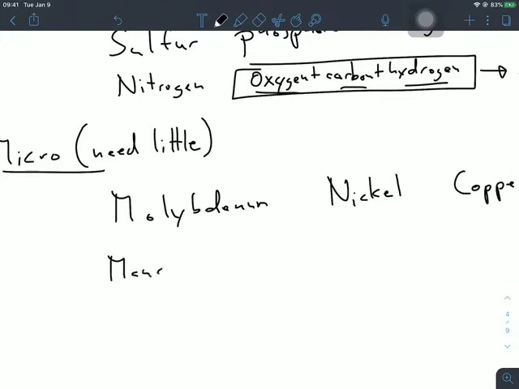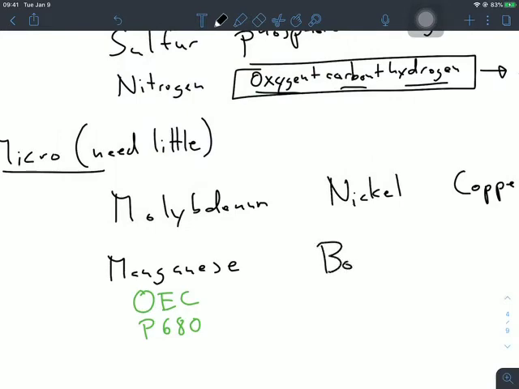Manganese, you already know where manganese is absolutely critical. Think back to our photosynthesis lectures. Manganese was an important component of the oxygen evolving complex in photosystem P680, the reaction center. Without manganese, the reaction center doesn't operate. Without a reaction center, photosynthesis can't happen. You don't need a lot of it, but you better have some of it.